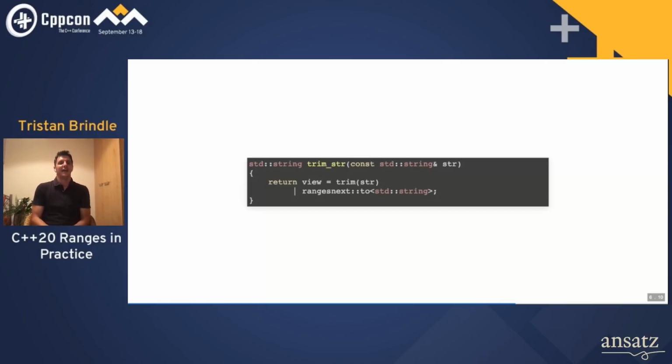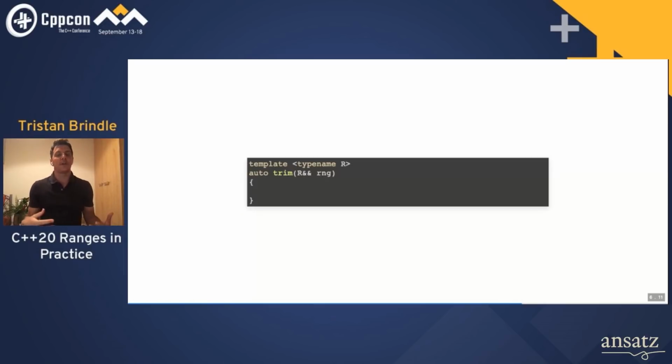So that's how we're going to do the string conversion. How are we going to write this range adapter? Well, let's have a go at it now. Let's start off with a function template that looks like this. So we're going to have our trim. It's going to take an arbitrary range, and it's going to return something.